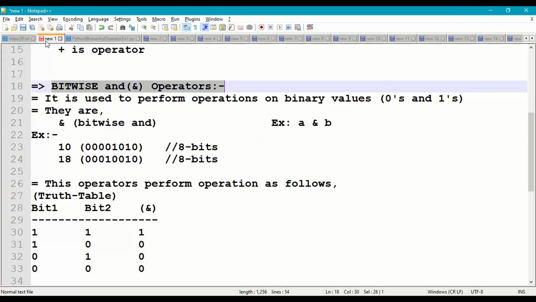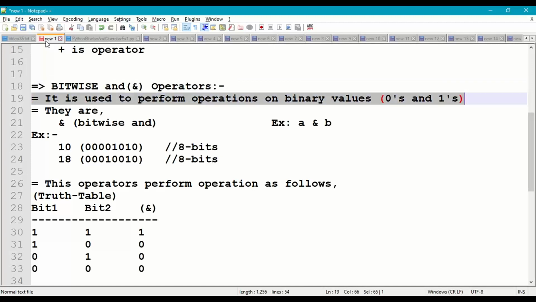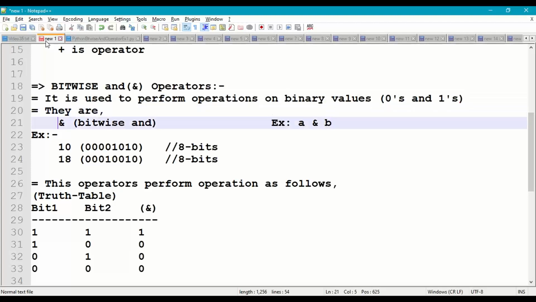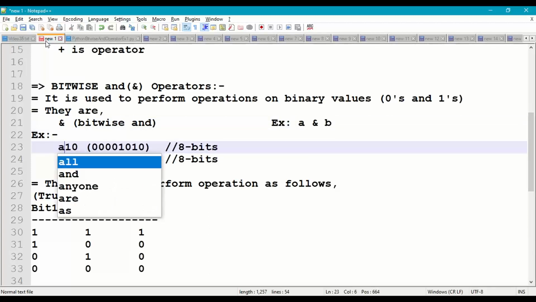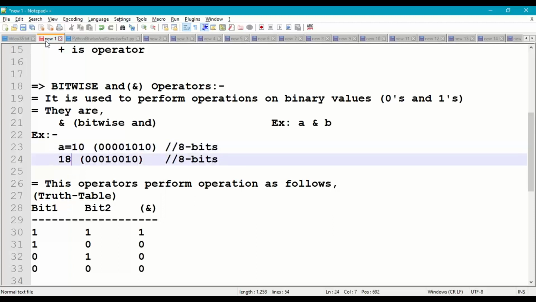Now coming to the bitwise AND operator. It is used to perform operations on binary values. Binary values means zeros and ones. Bitwise AND is represented with the ampersand symbol, A & B, where A and B are binary representable numeric values. For example, let us say A is equal to 10, B is equal to 18.